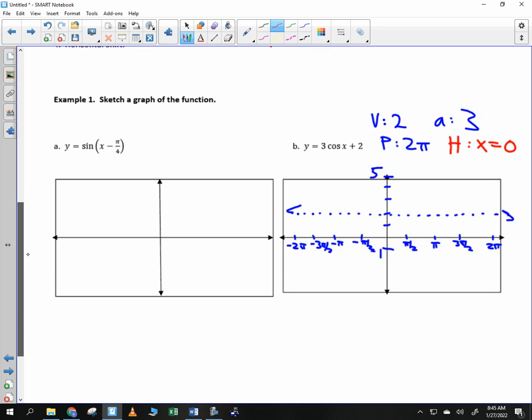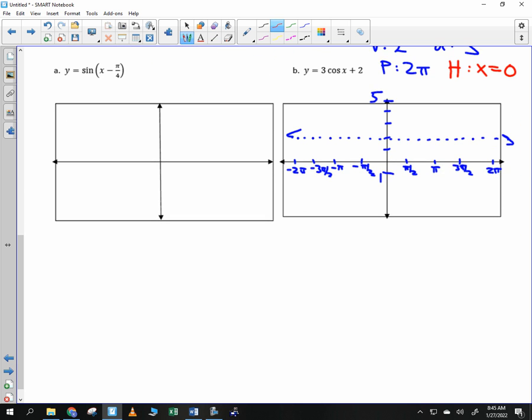You are ready to sketch the graph. All right, cosine. Where does it start? Max, min, or middle? The maximum. Cosine starts either at the maximum or minimum. If it's positive, it starts at the maximum. If it is negative, it starts at the minimum. So where am I going to start for my cosine graph? All the way up here at 5.